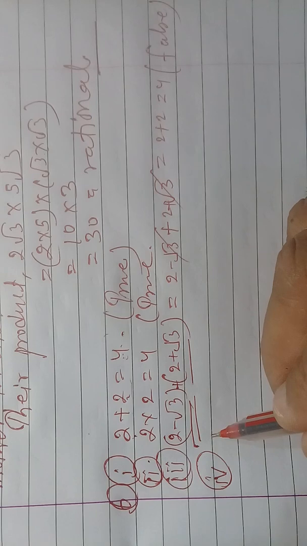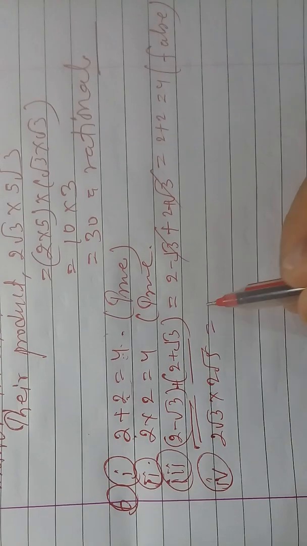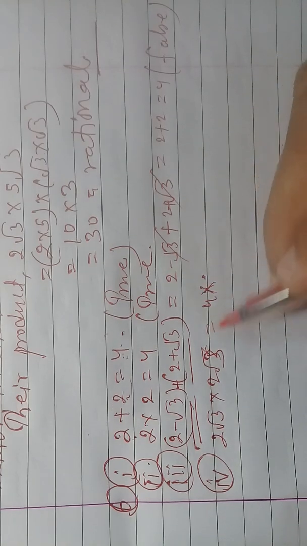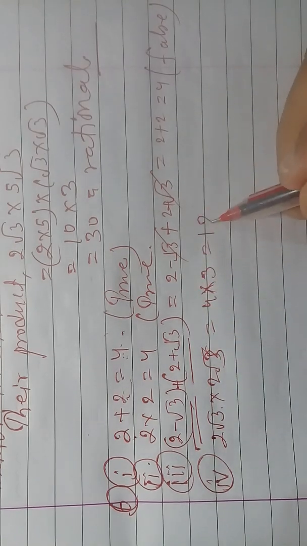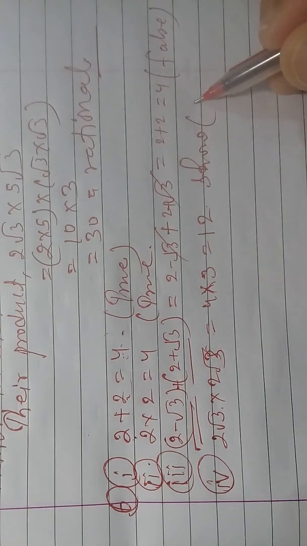Fourth, the product of two irrationals is always irrational. False. The product of two irrationals: root 3 into 2 root 3, that is 2 into 3, which is 6. Or 4 into root 3 into root 3 is equal to 12. So fourth, false.